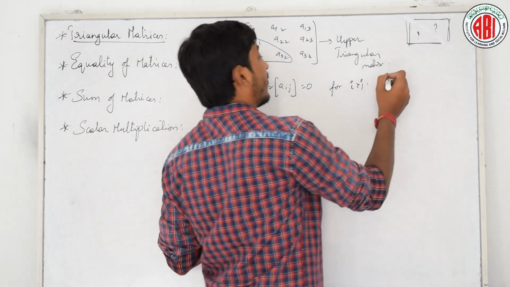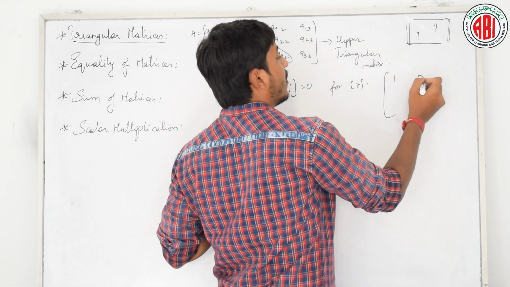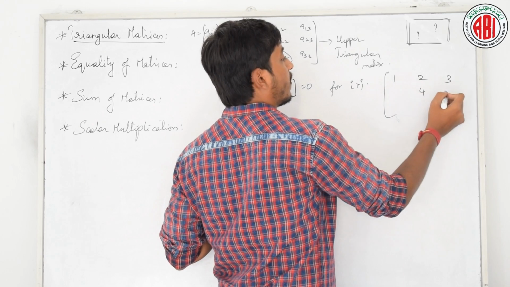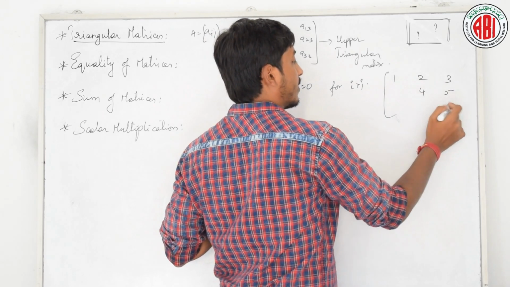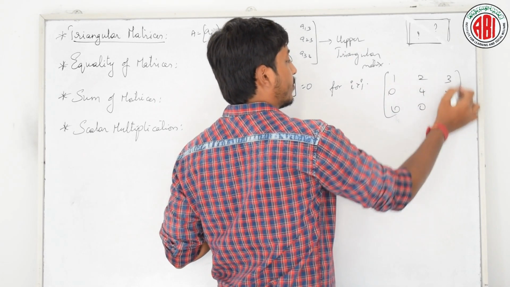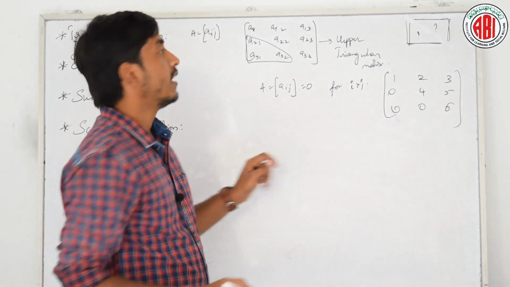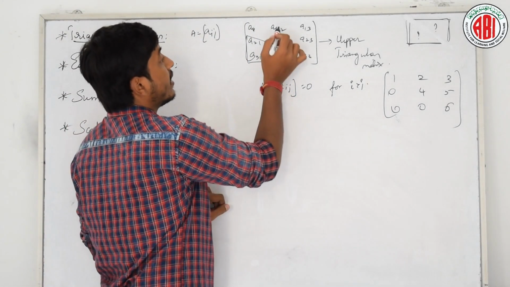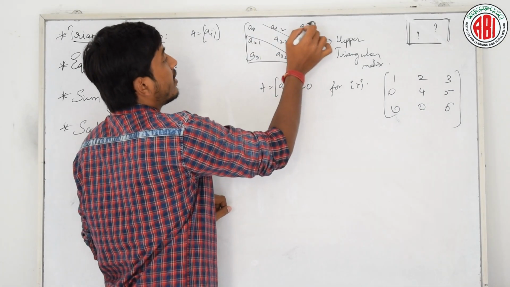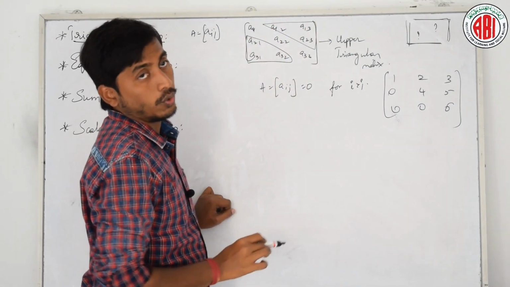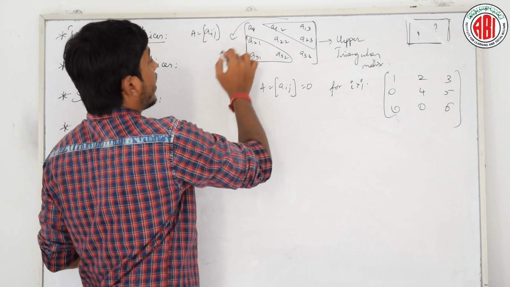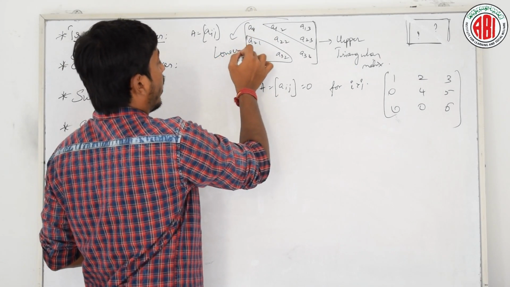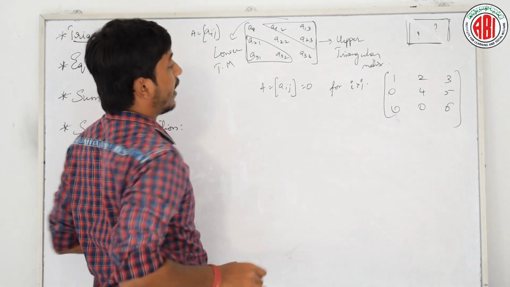Except in these three elements, all the remaining elements will be there. Give me an example of an upper triangular matrix. Some 1, 2, 3, 4, 5, some 6. The remaining three elements are zeros. Right? Then what about the lower triangular matrix? The matrix in which these three elements are zeros can be called a lower triangular matrix.